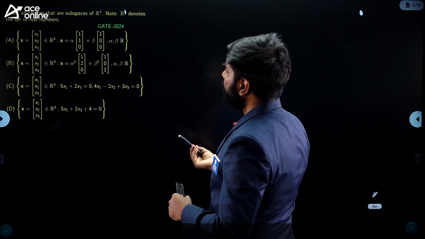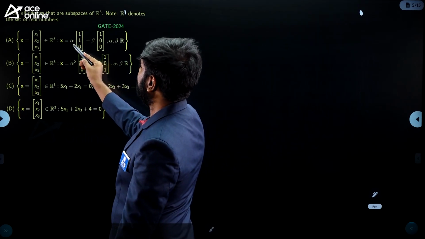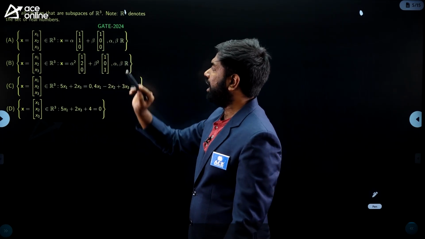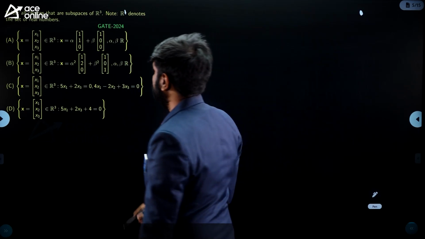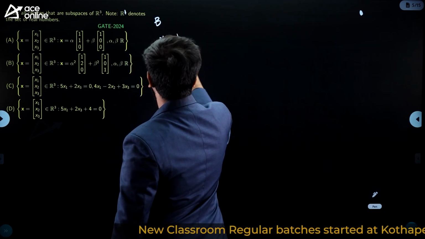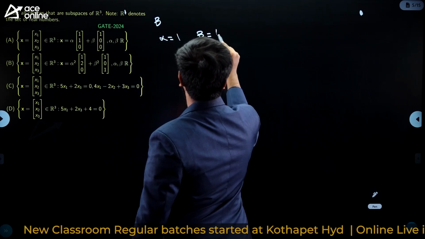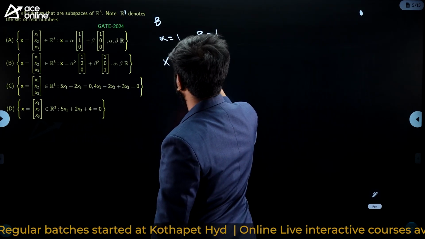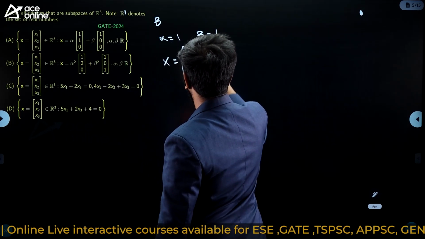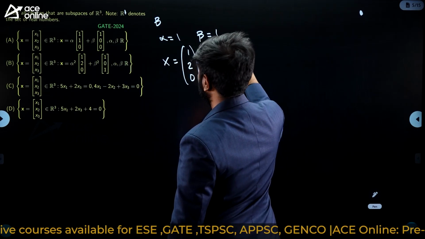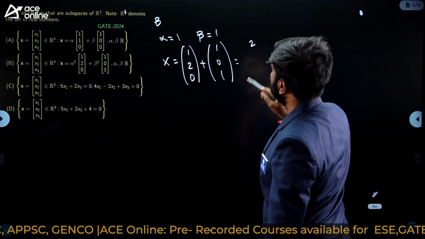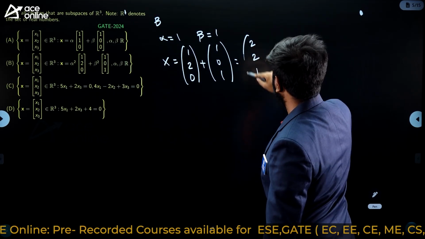Here they created a set such that it is alpha times this plus beta times this. I will talk about this a little later. Let me first look at alpha square and beta square here. I am talking about option B, students. Suppose I take alpha as 1 and beta also as 1. So you created a set like this, which contains 1 2 0 plus 1 0 1. After adding, how much do you get? You get 2, again 2, and 1. You get this vector.